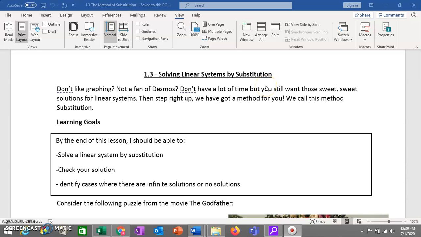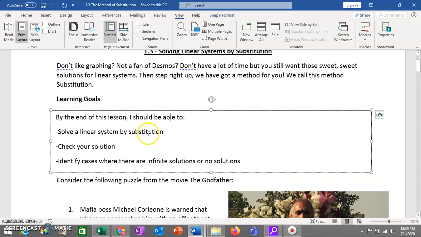Sometimes, though, you might not have a graph that's most available. Drawing a graph can be kind of tedious and annoying. So this is another way that you can do it. Okay, so we're going to be covering what substitution is and how to solve a problem this way.